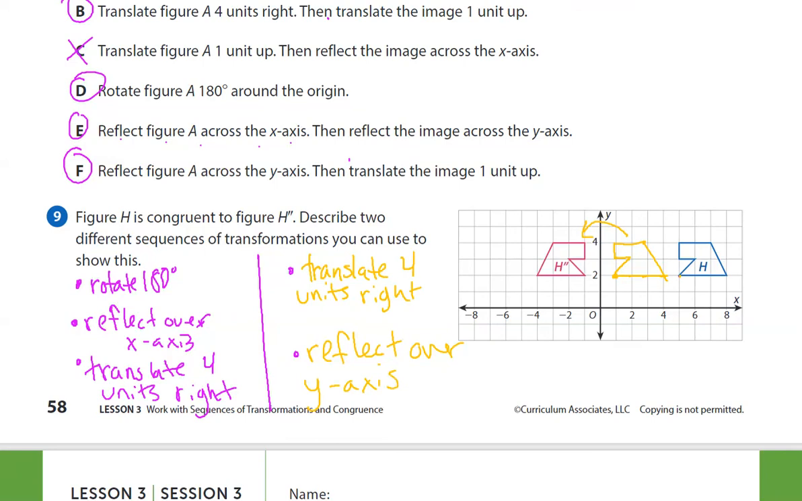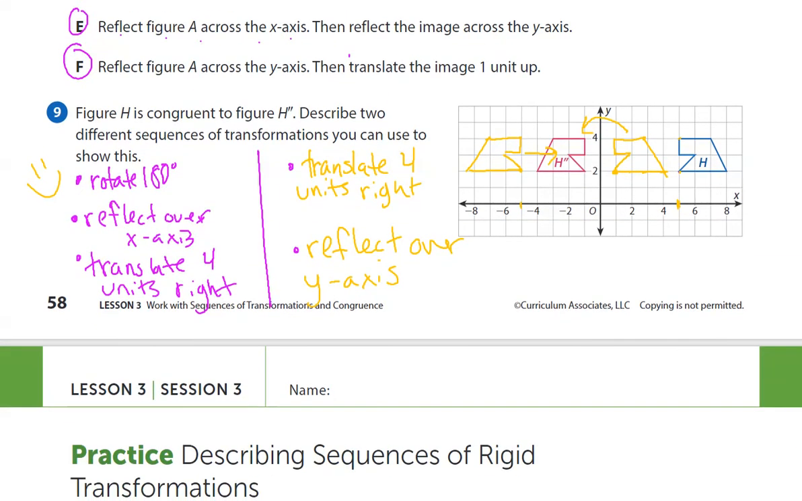The other option that the book probably wanted you to do, probably didn't want you to do this one. But I like it. So yay. The book probably wants you to do reflect across the y-axis first, which would put you, let's see, if this is at 5, it's at 5 on this side, back to where my old one was, and then translate 4 units to the right. Yeah, so, like that. Any of those will work though.